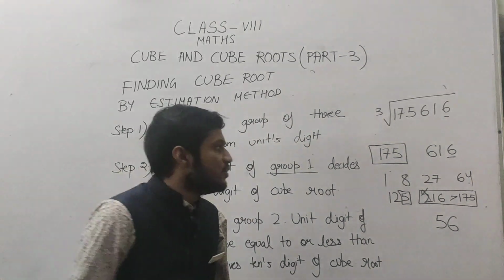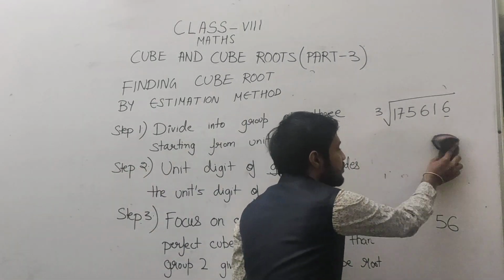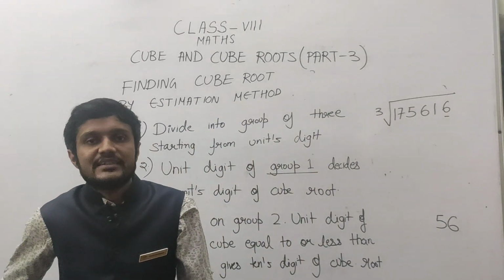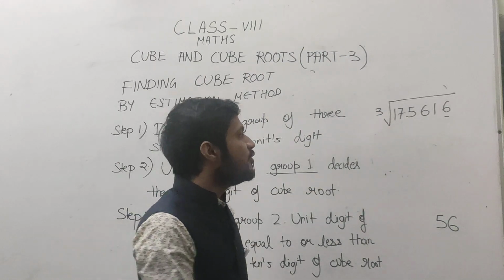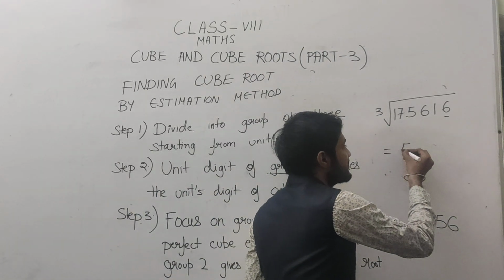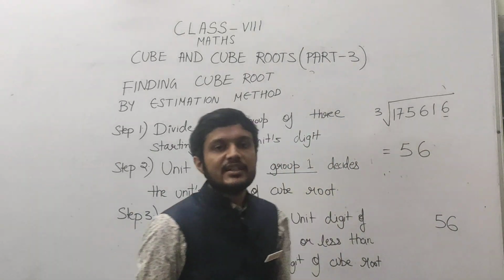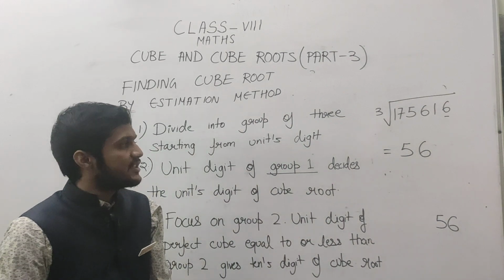So in this method you can see that without any calculation we can directly estimate the cube root of a given number. So the cube root of 175616 is 56. This method is known as the estimation method.